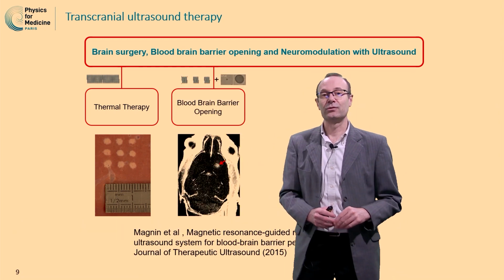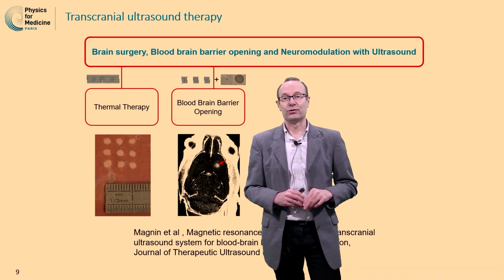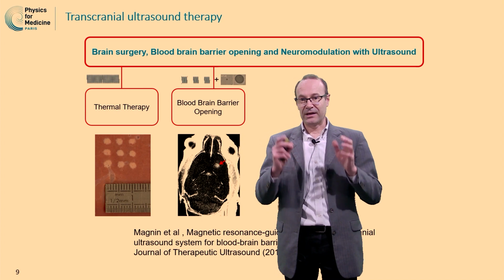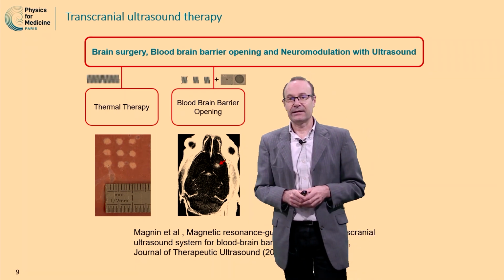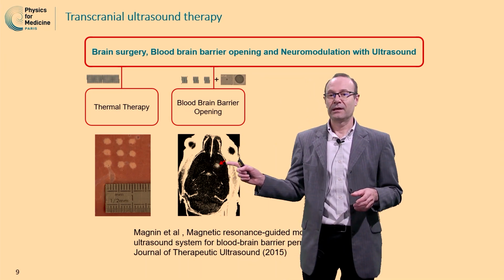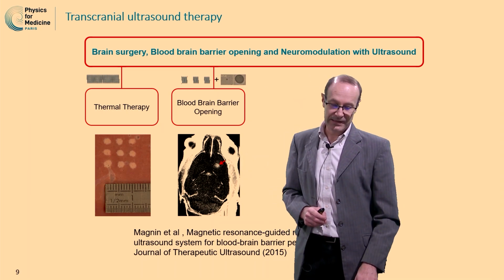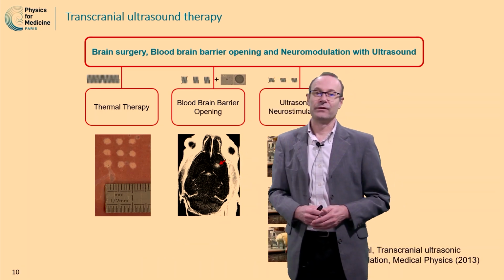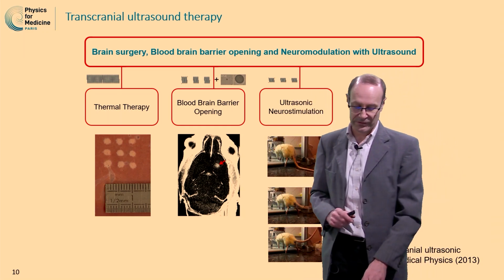It is also possible to use pulsed sonication in combination with the use of microbubbles. The microbubbles will oscillate in the blood vessels, and as you can see here, it is possible to open the blood-brain barrier where the ultrasound was focused. And finally, it is also possible to modulate brain activity and achieve ultrasound neurostimulation. We're going to talk about it.